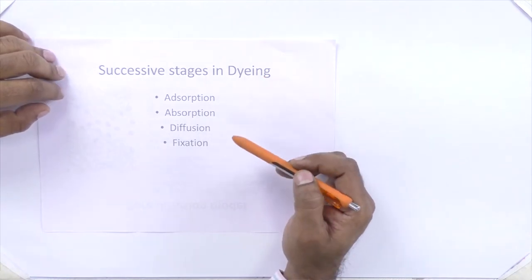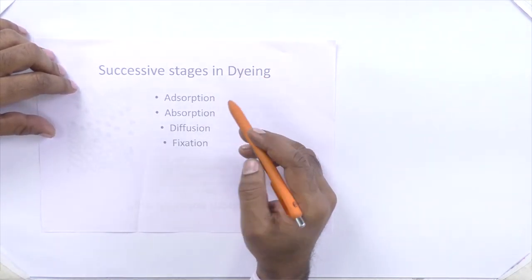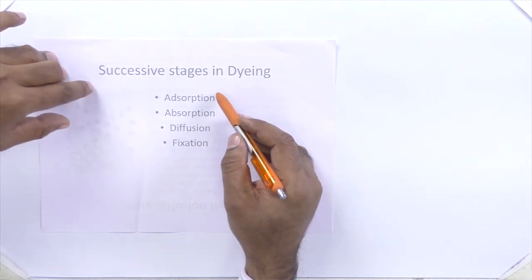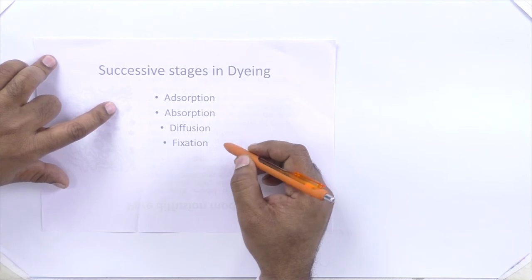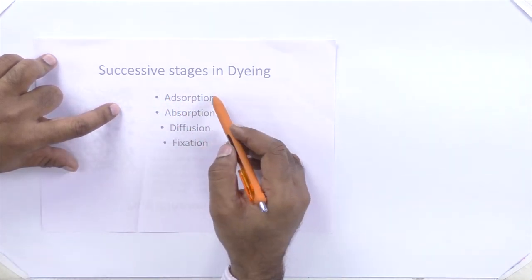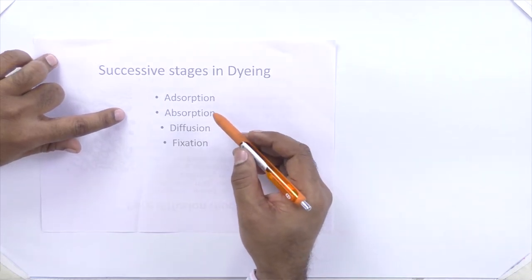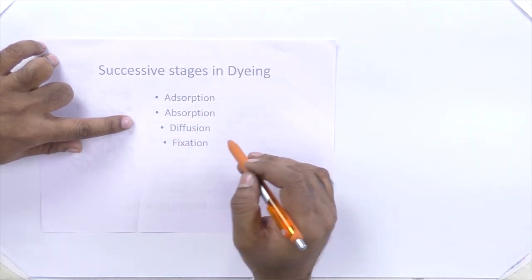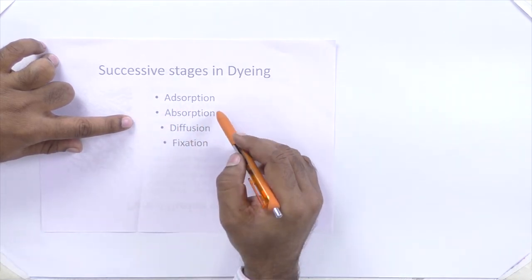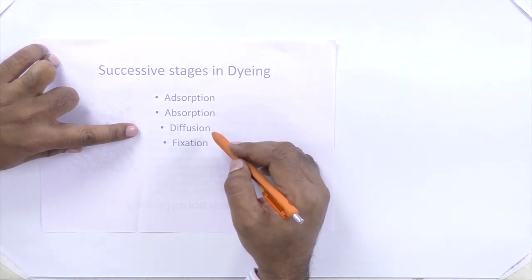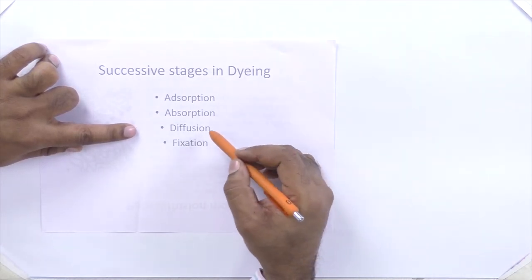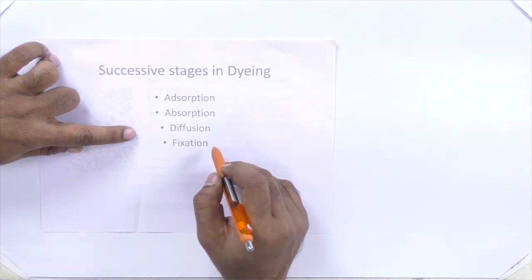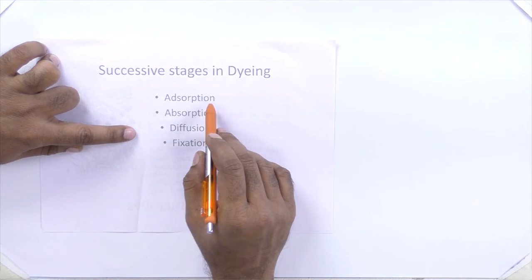And stages in dyeing. Normally there are four stages in the dyeing process: adsorption, absorption, diffusion and fixation. In adsorption, the dye is attracted by the fabric; that stage is called adsorption, the initial affinity of the dyes. Absorption is when the dye is diffused into the outer layer. Diffusion is when the dye is penetrated into the core of the material. And fixation is the bonding between the dye and the textile materials.